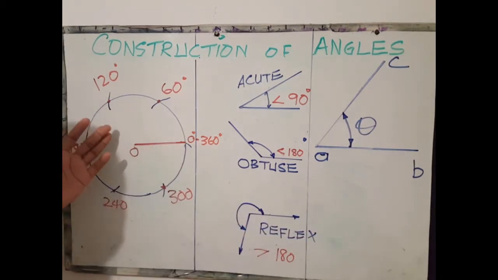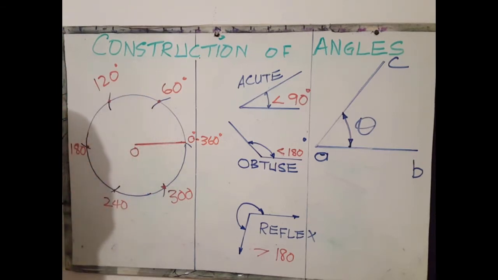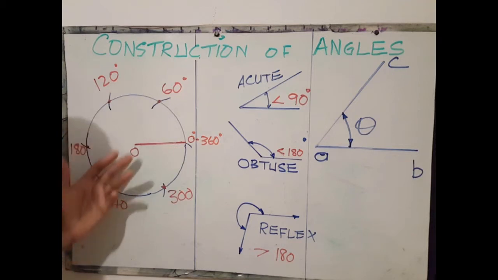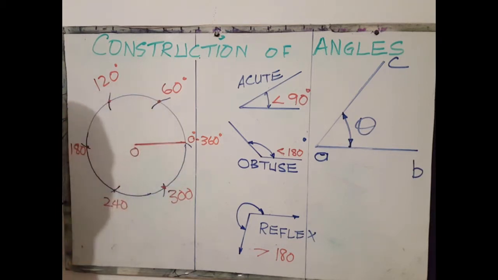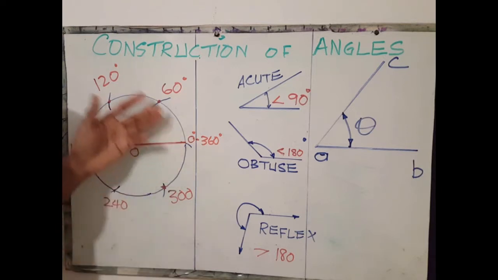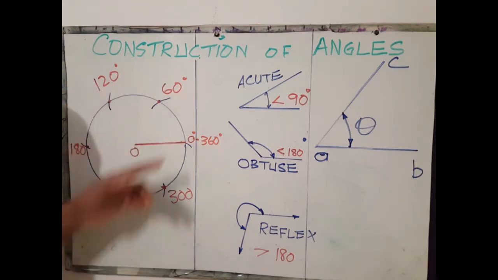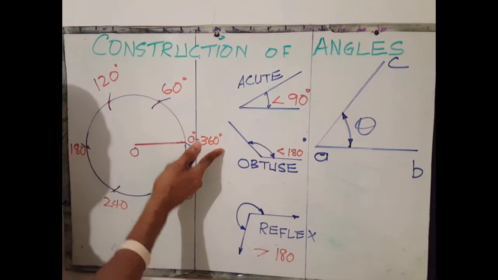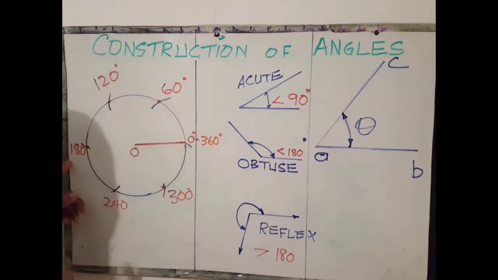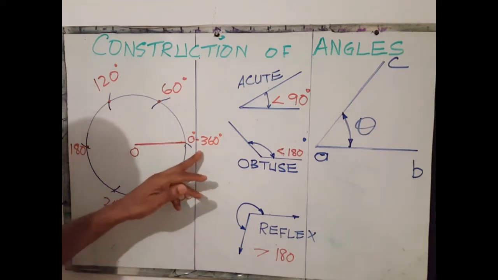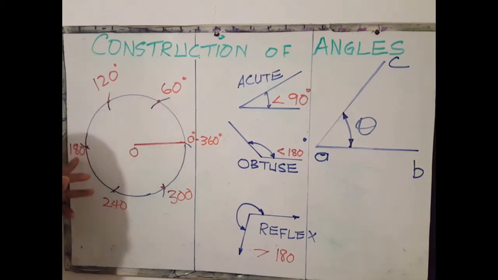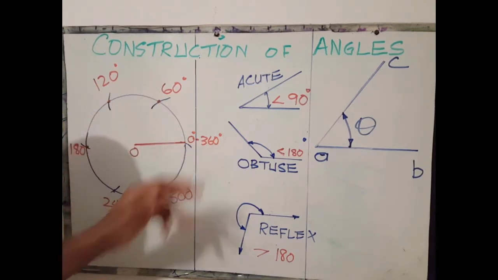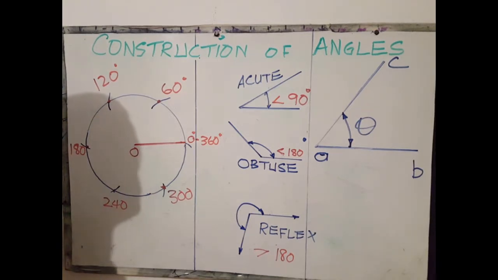The principle of an angle is expressed here. An angle is a section of a circle, and as we were told, a circle measures 360 degrees. It's important to note that angles are measured from east to north, west, and south. Very important. So we start at 0, we go up to 60, 120, 180, 240, 300, 360. The principle of construction of angles centers around this principle.